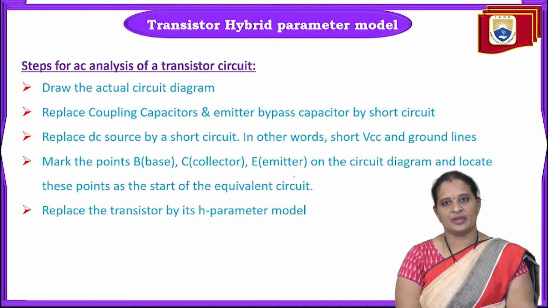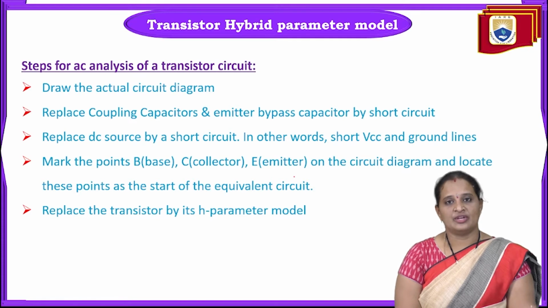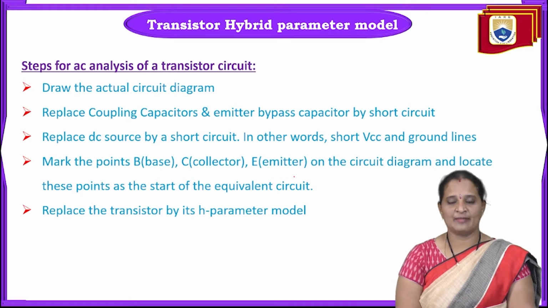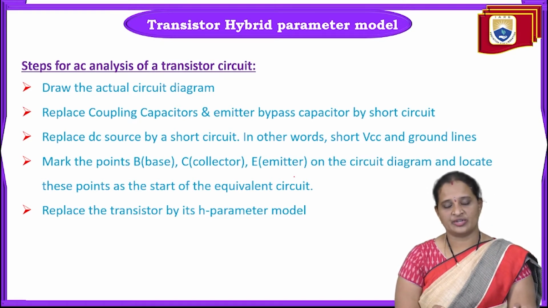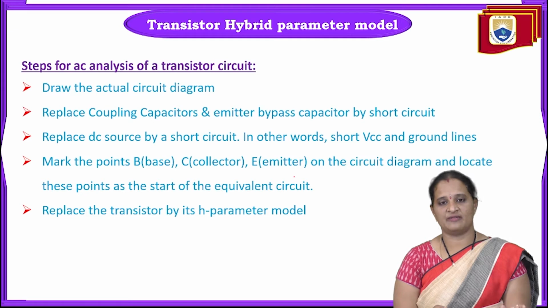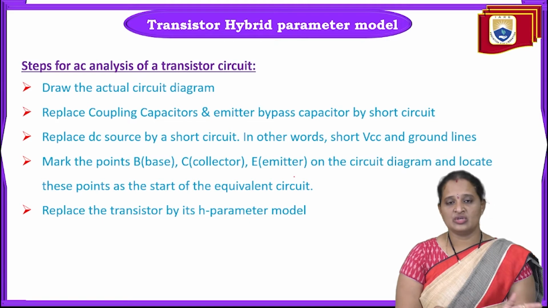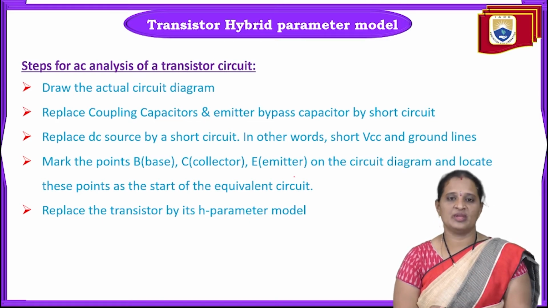First, draw the circuit as usual, that is, draw the actual circuit. In the second step, replace all the coupling capacitors and the emitter bypass capacitor by a short circuit. So here we need to short circuit all the coupling capacitors, and even if we have any emitter bypass capacitor, that should also be short circuited. Next, replace the DC source by a short circuit. That means we are providing some DC bias for the transistor in order to control the region of operation, so all the DC sources must also be grounded.